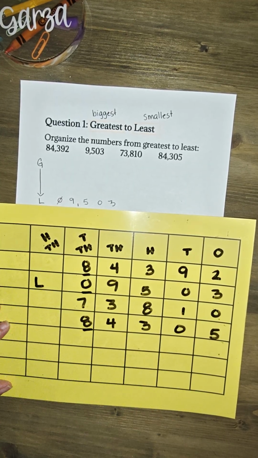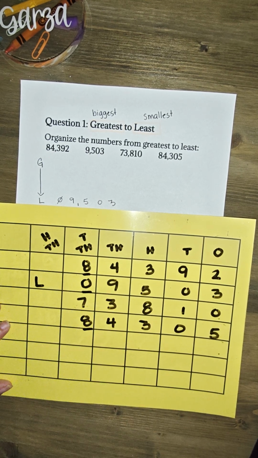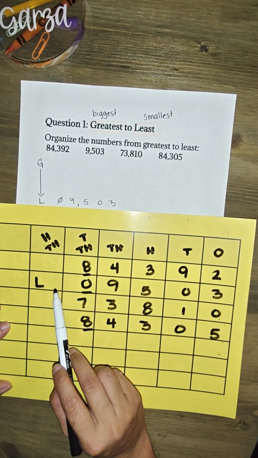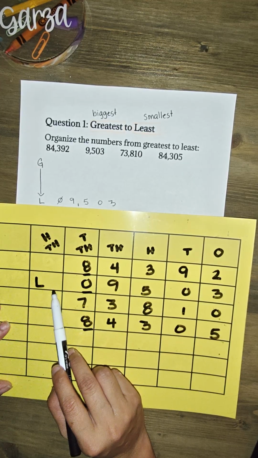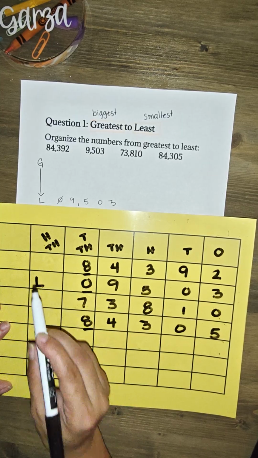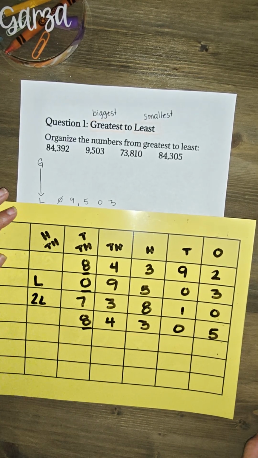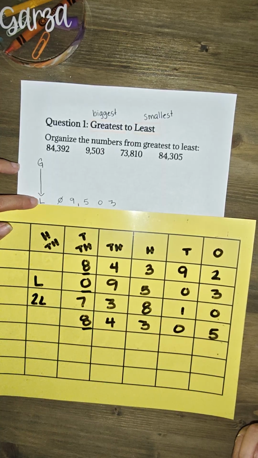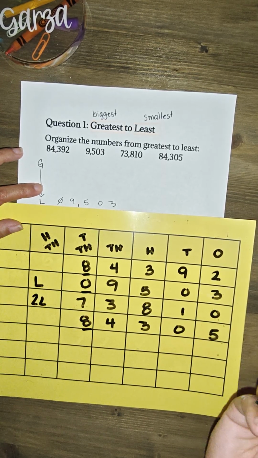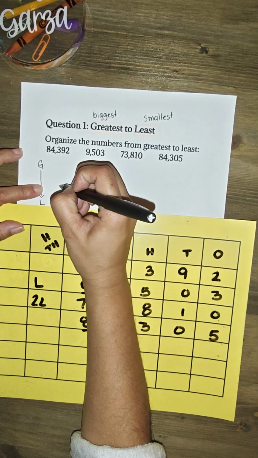So we're going to focus on another number, the 7. The 7 is not the greatest and it's not the least, but it's closer to the least. So we're going to go ahead and say this is the second least. So right here where the L is, that's the least. Right on top of it is going to be 73,810.